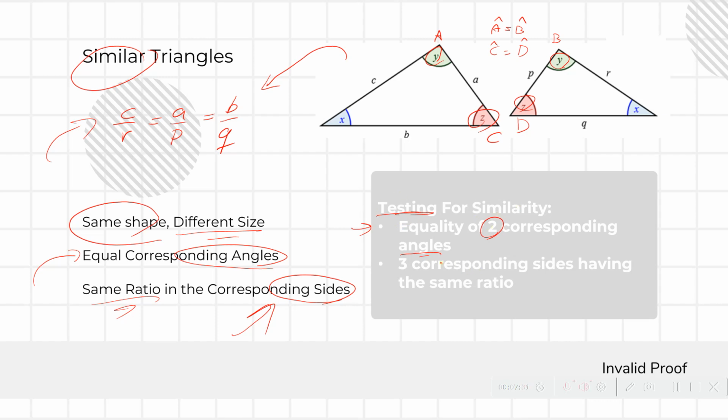The other way of testing for similarity is if three corresponding sides have the same ratio.